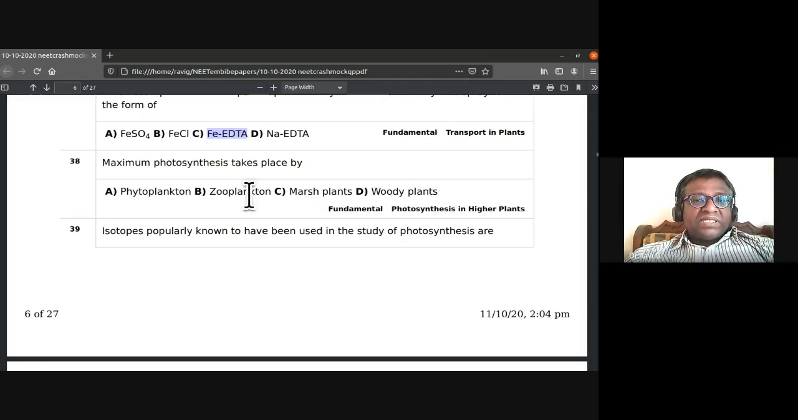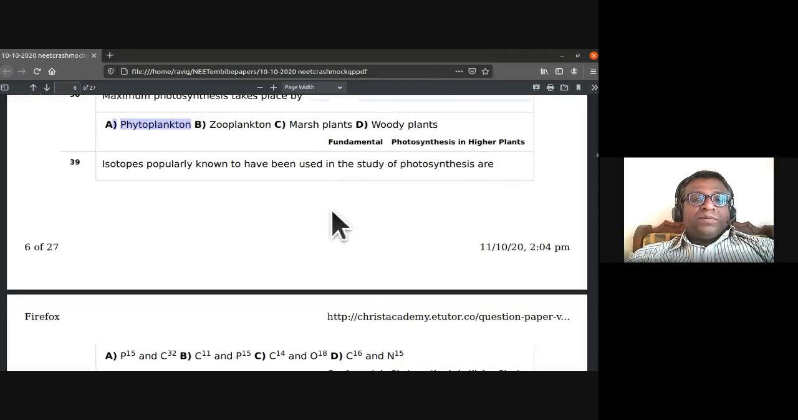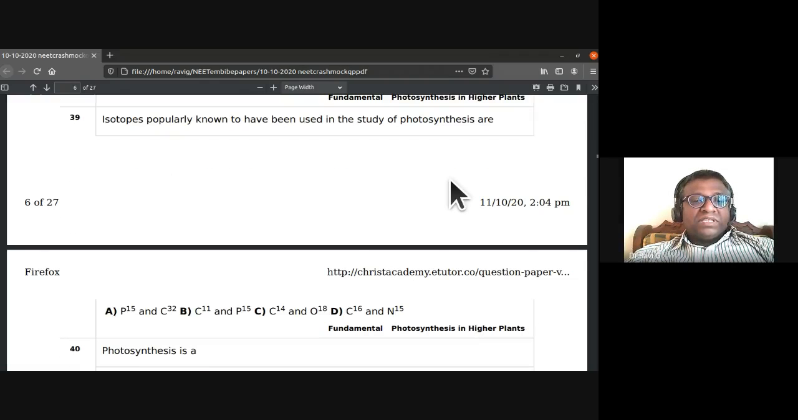Maximum photosynthesis takes place by phytoplankton, zooplankton, marshy plants, woody plants. Phytoplankton, maximum photosynthesis takes place. Isotopes popularly known to have been used in the study of photosynthesis are, so was it P15 C32 or C11 P42? C14 and O18 is the correct answer. The isotopes popularly used in the study of photosynthesis are C14 and O18.